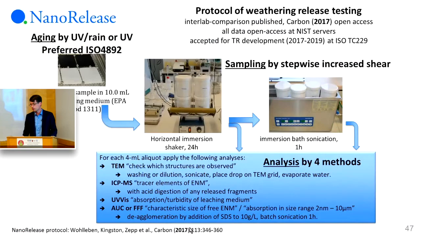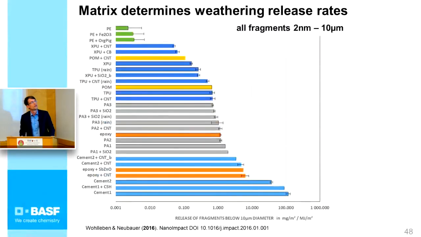And all of this is published in Carbon earlier this year. And actually, from EPA and BASF and National Research Center in Canada, all of the results, the raw data, is available on the NIST servers. So at the Materials Genome Initiative, you can look at everything.